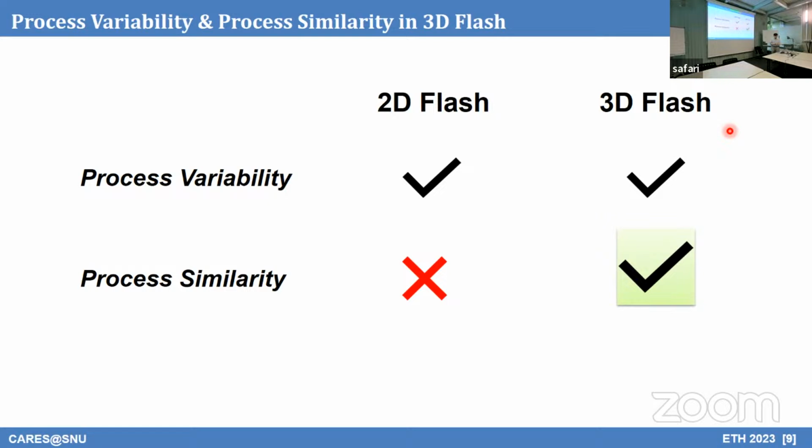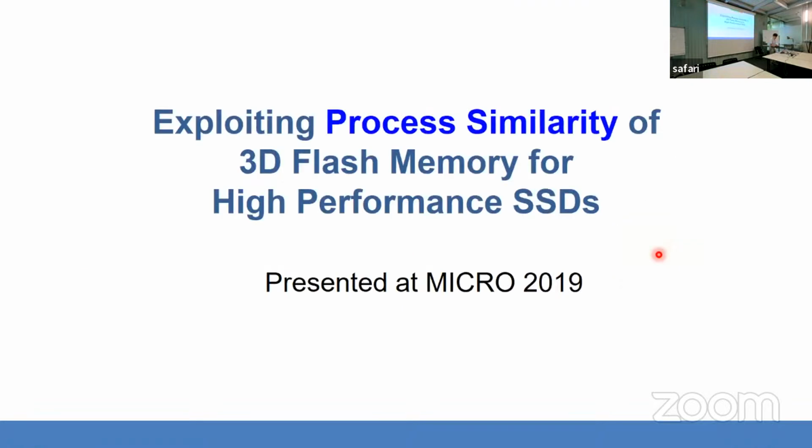So based on this observation from our characterization study, we developed a sequence of optimization techniques, and those are the main topics of my presentation this morning. So let me start with the process similarity, because this one was new and it didn't exist in 2D flash. So we exploited the process similarity for improving read and write performance of 3D flash-based SSDs.